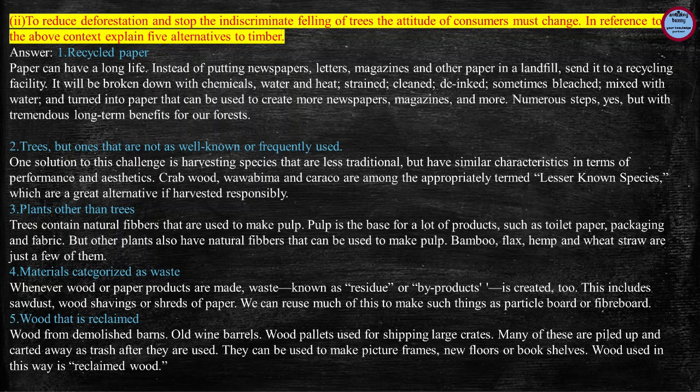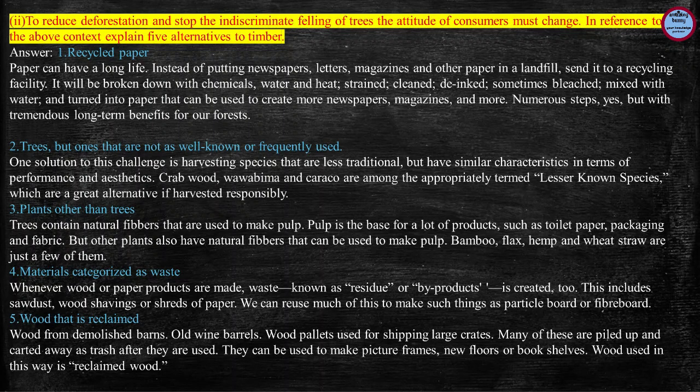Trees contain natural fibers that are used to make pulp, and pulp is the base for a lot of products like toilet paper, packaging and fabric. But other plants also have natural fibers that can be used to make pulp. Bamboo, flax, hemp and wheat straw are just a few of them.